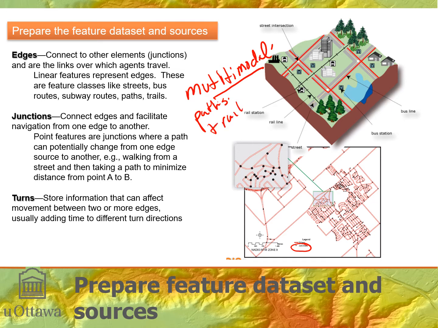So a multimodal network can have something like paths, trails, streets, sidewalks. And when we have multimodal networks, we have to have junctions wherever one mode contacts another mode, if it is allowed at that location to change from one network to the other.